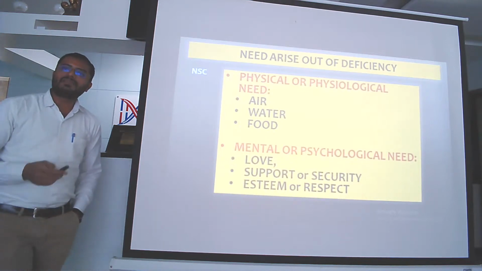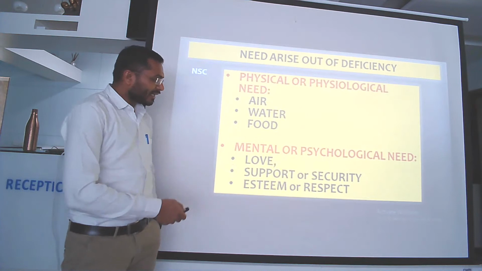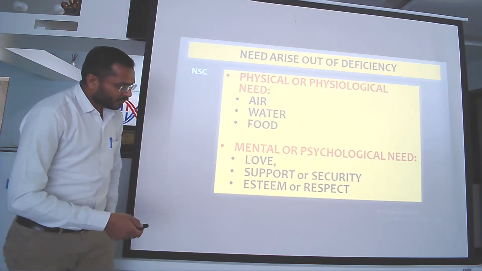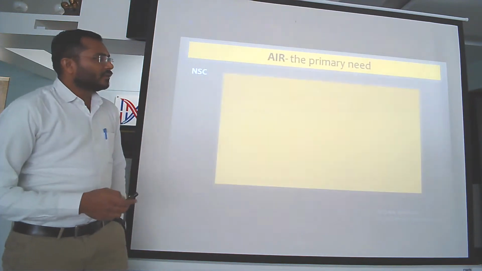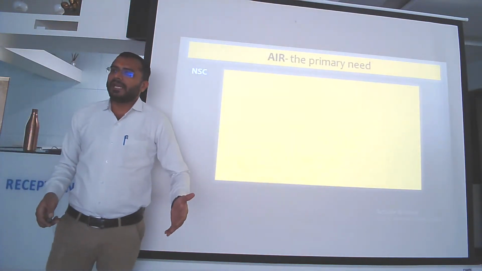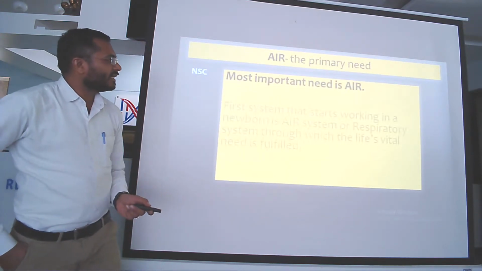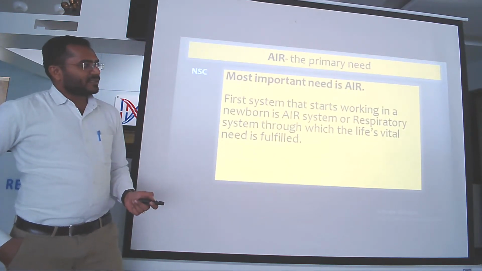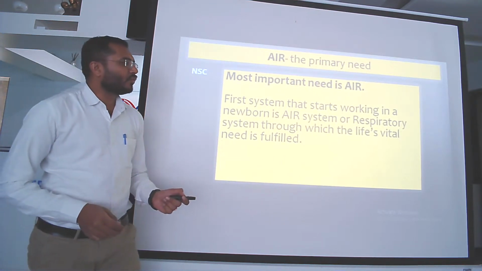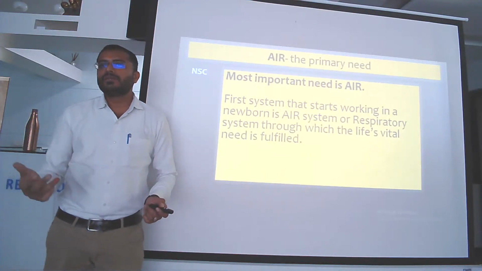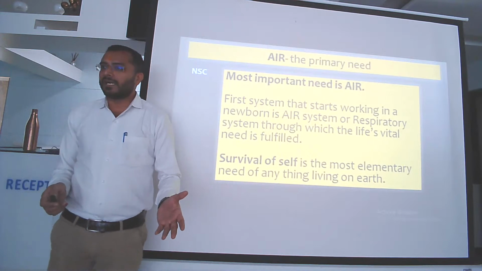Again, the same chart. The physical needs were air, water, and food, and the mental, psychological needs were love, support, security, esteem, or respect. So we go with the primary need. Air is the primary need. So from the primary needs, the most important need is air. The first system that starts working in the newborn is the air system, or respiratory system, through which the life's vital need is fulfilled.